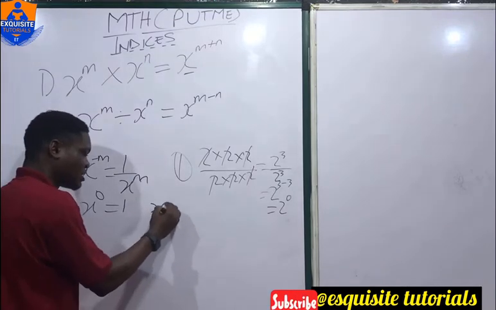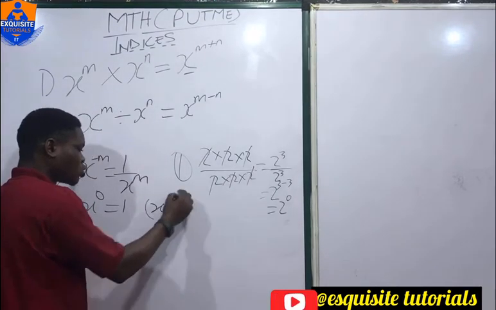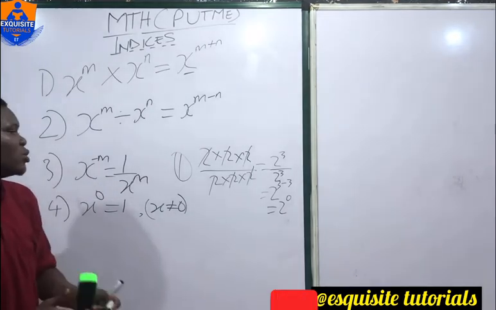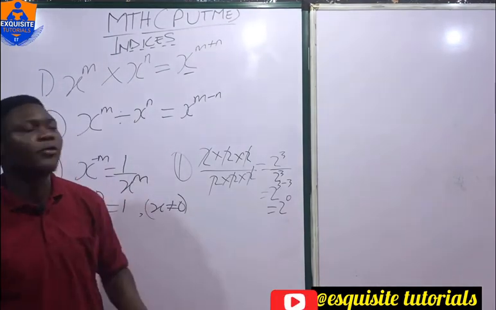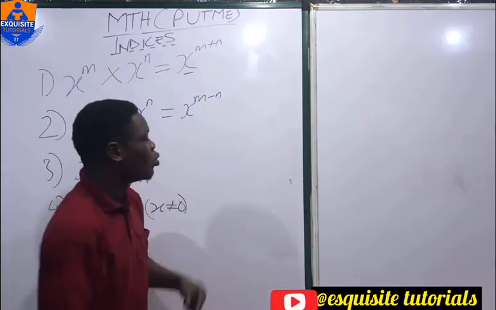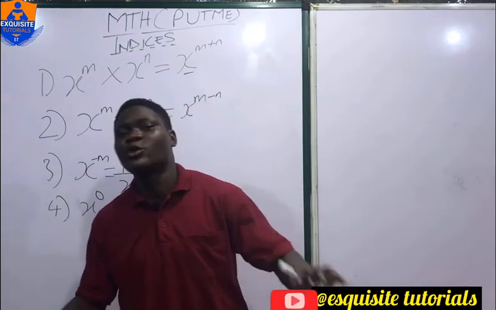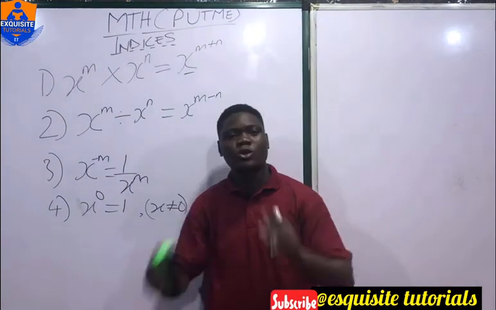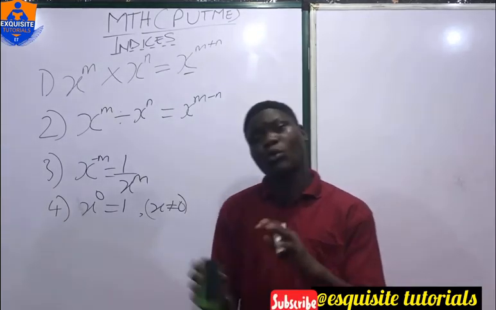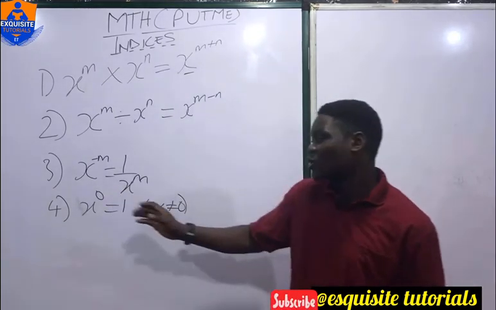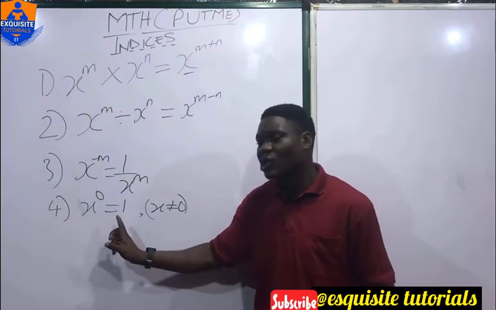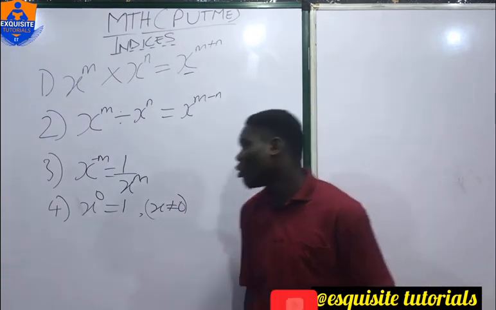Except x not being 0. You must note that x must not be 0, because 0 raised to the power 0 is undefined. But that's a story for another day. So every other number raised to the power 0 should give you 1. 2 raised to the power 0 is 1. 3 raised to the power 0 is 1. 7 raised to the power 0 is 1. 8 raised to the power 0 is 1. 100 raised to the power 0 is 1. 0.1 raised to the power 0 is 1. So any number at all, so long as that number is not 0, if you raise it to the power of 0, you will get 1. So that's the fourth law of indices.